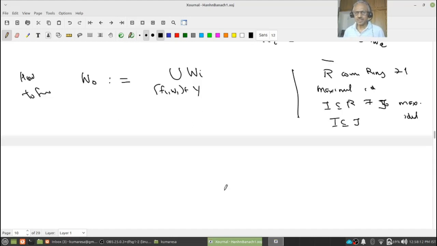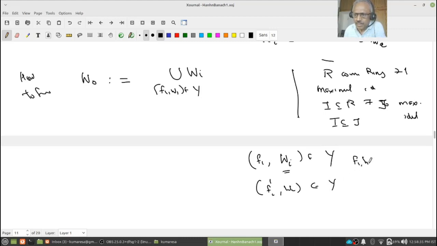Remember, you may find that I am trying to confuse you, but one should learn to think. This vector subspace Wi may appear with some (Fi, Wi) in Y, as well as some other, let us say (Fi dash, Wi), the same thing. Both are from Wi to F, but when restricted to W, it happens to be F. You understand what I mean? (Fi, Wi) and (Fi dash, Wi), if I take the union, it's only Wi. Only these two, right? You understand?